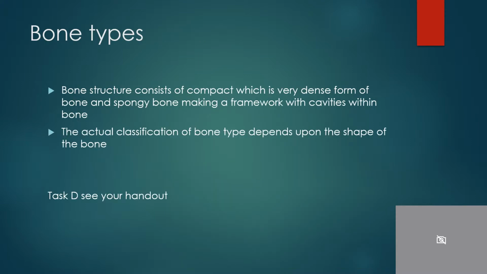Bone types. Bone structure consists of compact, which is a very dense form of bone, and spongiform, which makes a framework with cavities within the bone. The actual classification of bone type depends upon the shape of the bone. Please see Task D within the associated adjoining handout.